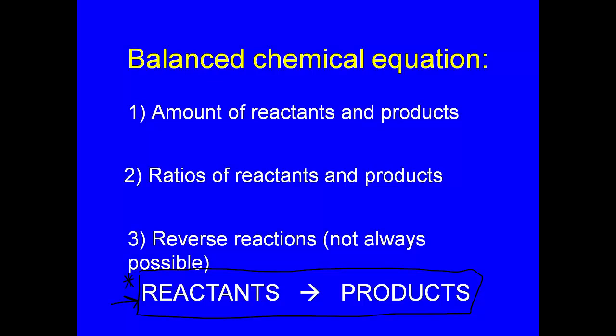A balanced equation tells me the ratio. Well, I need 2 parts hydrogen to every 1 part of oxygen, and I get out 2 parts of water. It also tells me if it's reversible. This really isn't something we're going to worry about so much at this level, but when we start looking at the equations, a forward arrow means it's pretty much in one direction. If you see something with a double arrow, that means it can be reversible.